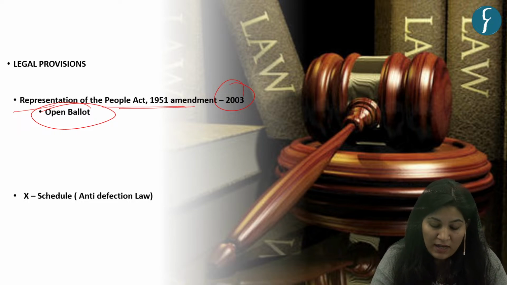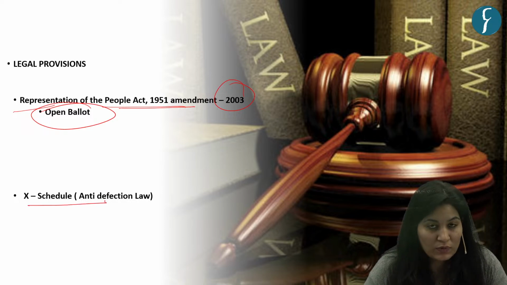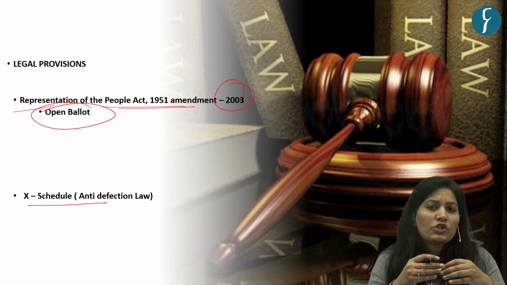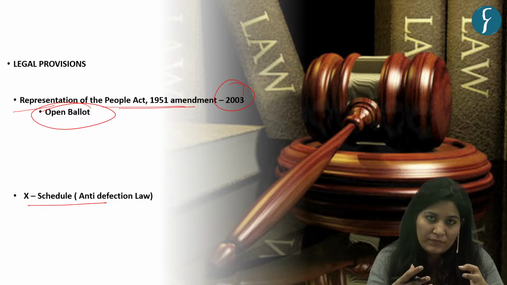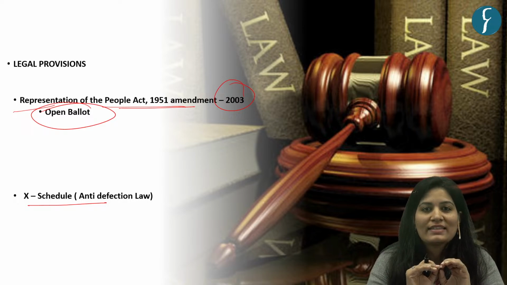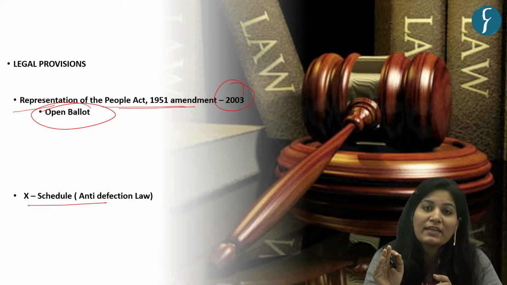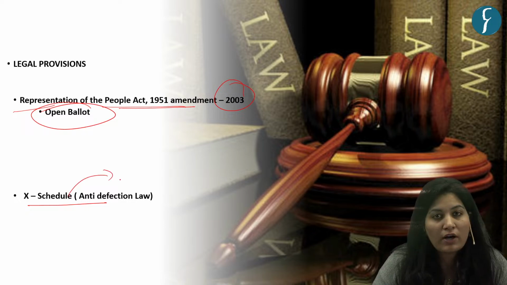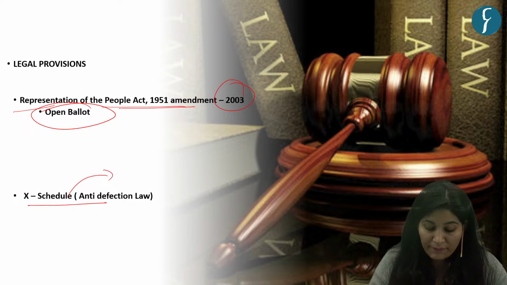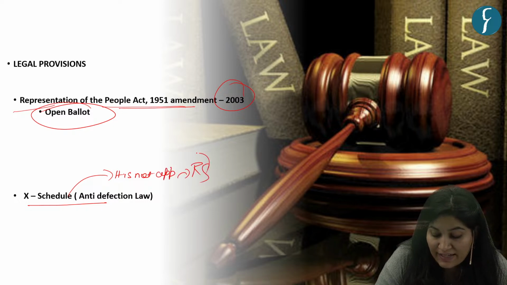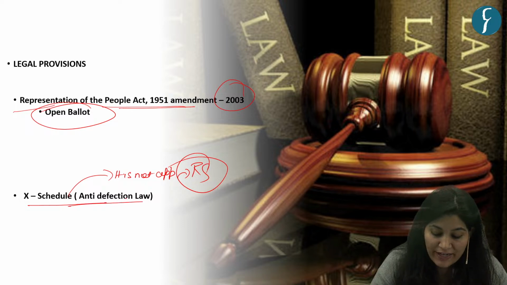Then we have another legal provision, that is the 10th Schedule, that is the anti-defection law. According to this, legislators are barred from going against their party whip decision, or they should follow their party's whip decision as per the 10th Schedule. Now, the 10th Schedule is not applicable to Rajya Sabha election. So here you cannot go against your party's whip decision, and here it is not applicable to Rajya Sabha election. Got it? So this is about the anti-defection law.